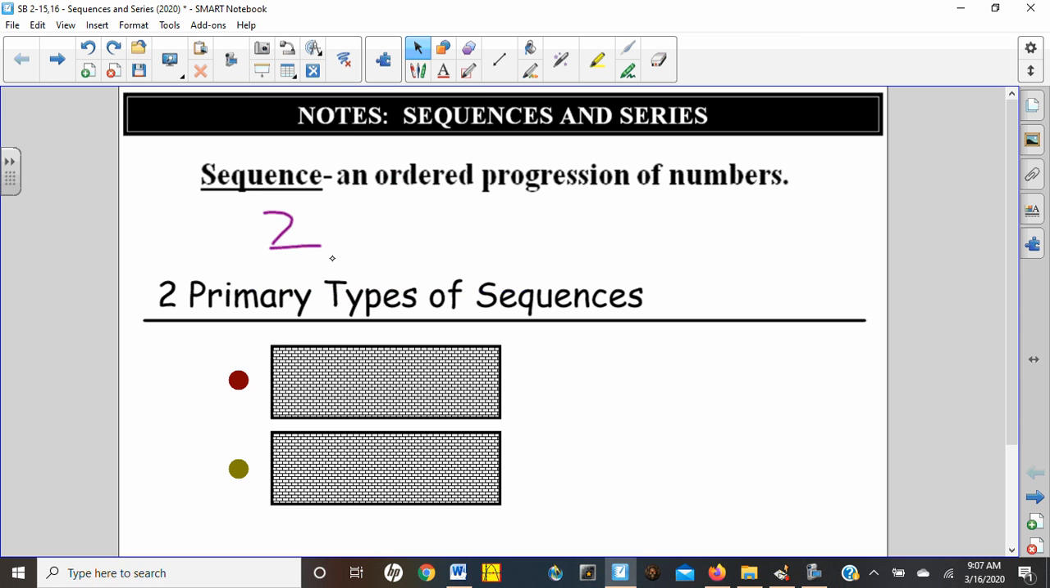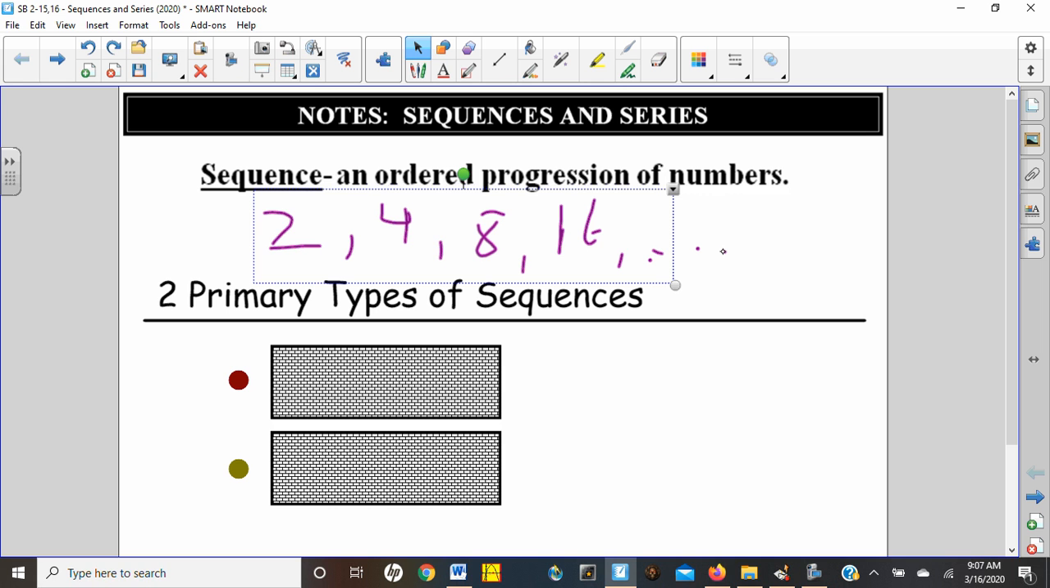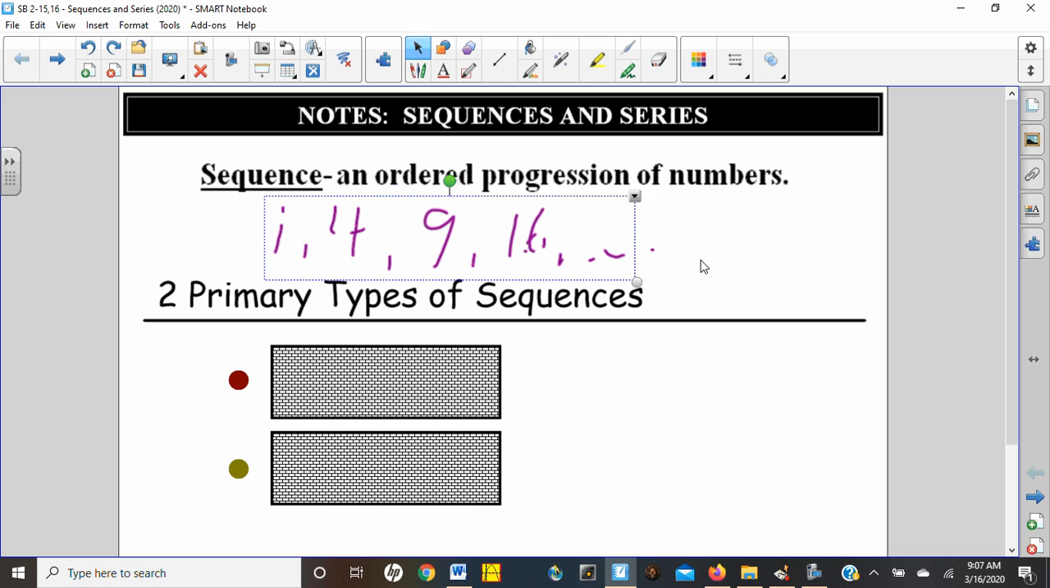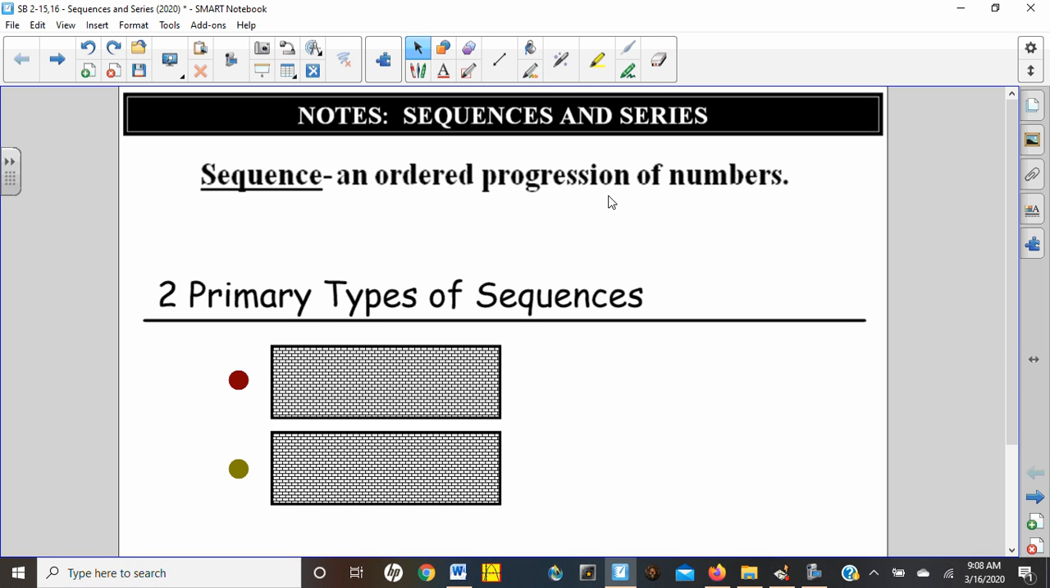It could go 2, 4, 8, 16. So now we're talking about a doubling sequence, something that's doubling from term to term. It could be 1, 4, 9, 16, the perfect squares. You could think of those as the integers consecutively squared, or as adding the next consecutive odd number each time. But as you can see, there are many different flavors of sequences.